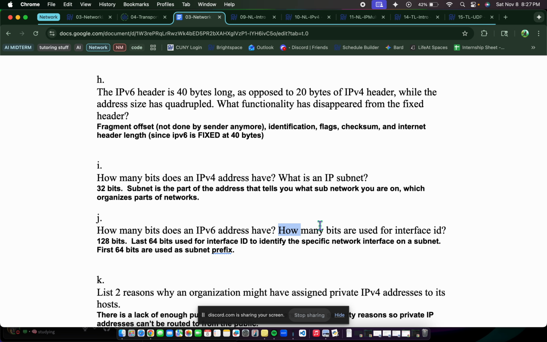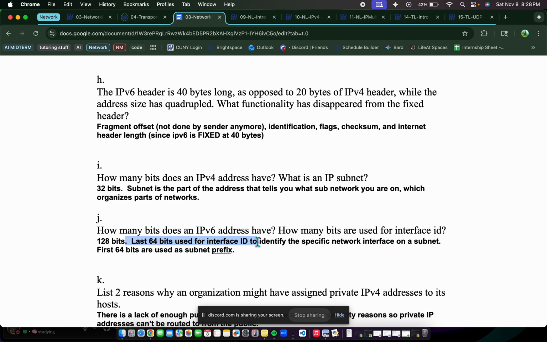So then we have the interface ID for IPv6. We have two parts, because we have 128 bits, and it's divided into two. The first 64 bits are the subnet prefix. So it's kind of like IPv4, right? Except the bits are not fixed as with IPv4. But we know that the first X bits would be the subnet prefix. In this case, that's the first 64 bits.